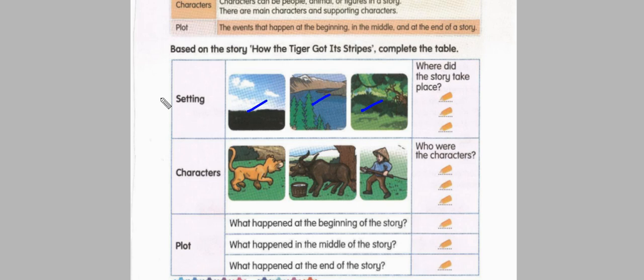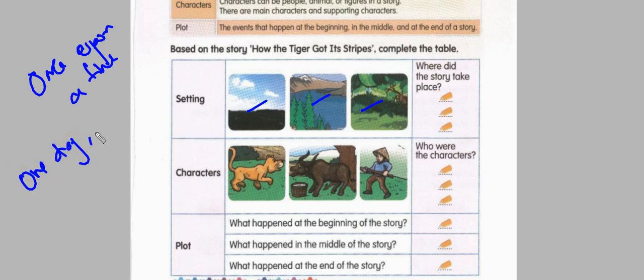How about time? When did the story start? In the morning, in the afternoon, at night, or once upon a time? Once upon a time is also the setting. The setting is like long time ago, once upon a time. Or if you want to write a story about yourself, it can start in the morning or one day when I was ready to go to school.